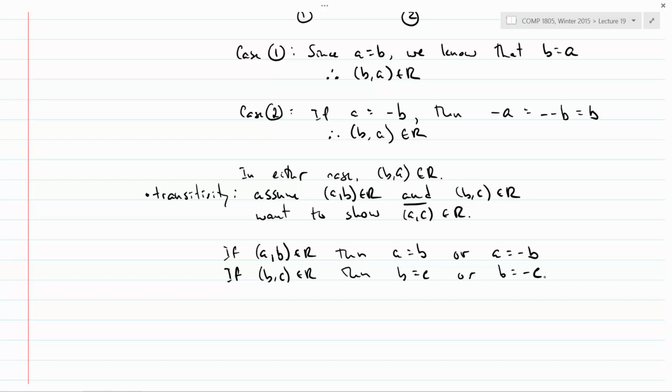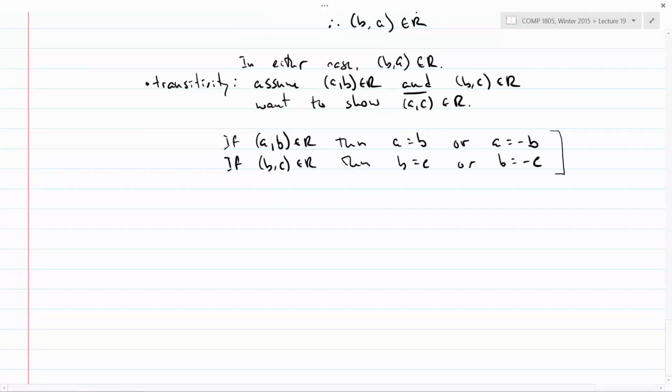Okay, so I know that these are both true, right? So I know that A equals B or A equals minus B, and I know that B equals C or B equals minus C. So if that conjunction is true, then I know that at least one of the two things I've ORed has to be true. Otherwise the conjunction would be false. So let's go through those cases.